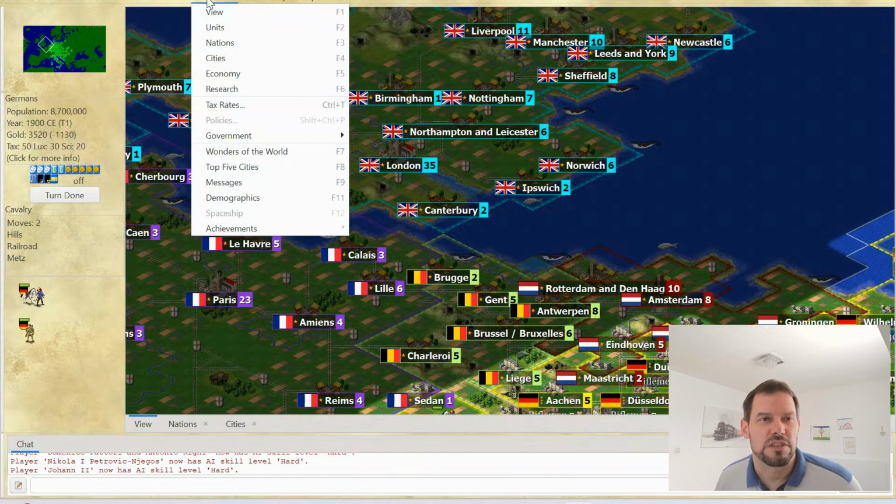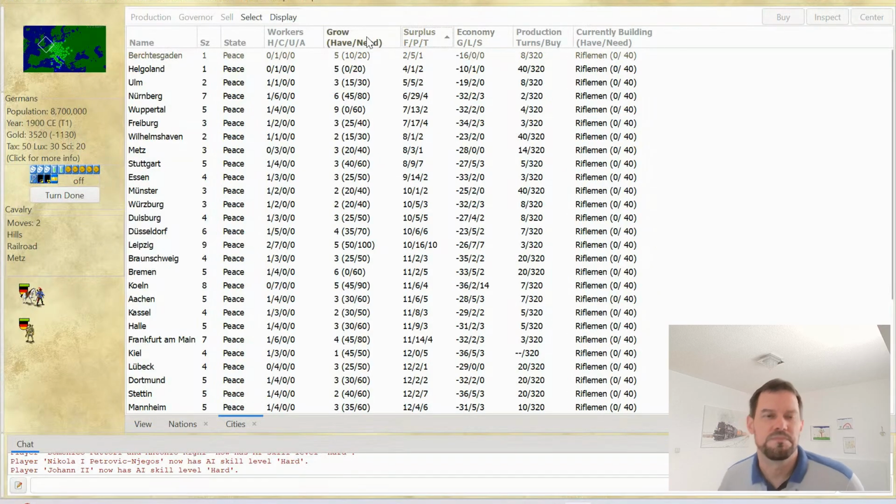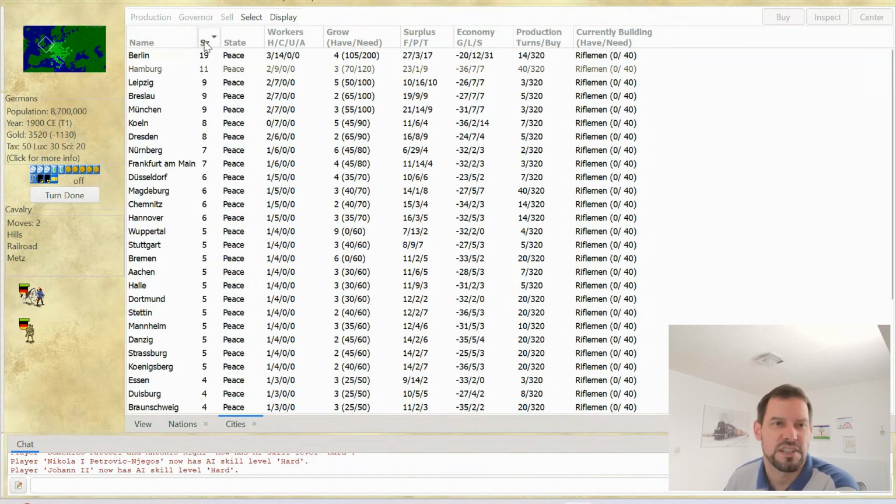Okay, but apart from this, let's go back to the cities report. And now let's add a column. Let's sort by size first. And here we now have Berlin. It is important to understand that they grow with a speed of 4 corns per turn. So that means they only need 95 more turns and will become a size 20 city.